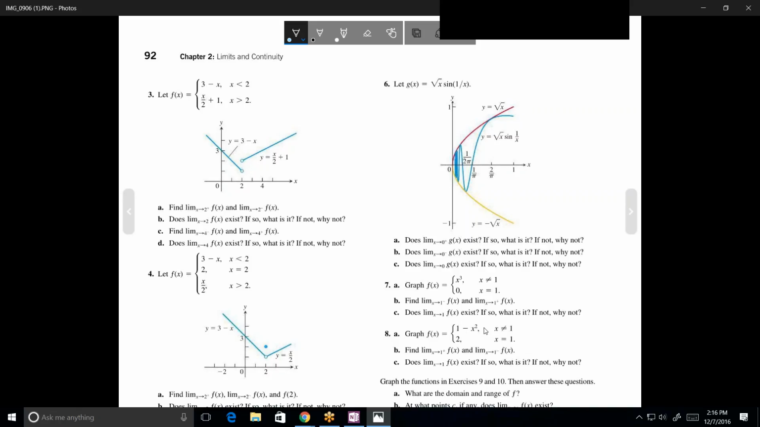Okay, except the only difference is at x equal 1, it's got a point that's 2. It's also much like 4, where the limit of the function is going to point to 0 from the left or the right, but at 1 itself, it's equal to 2. So this limit does exist and is equal to 0.